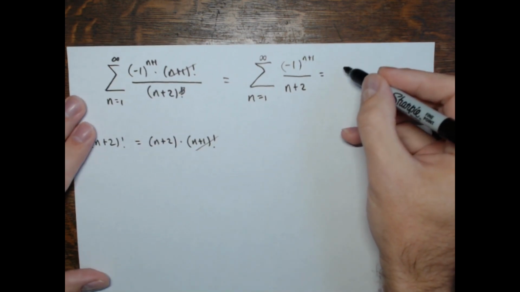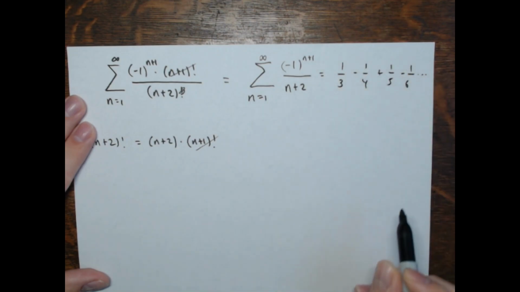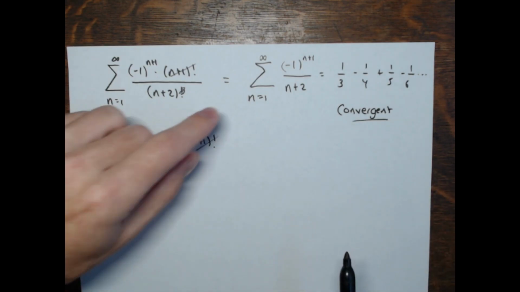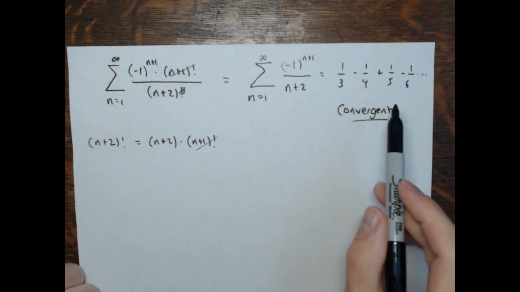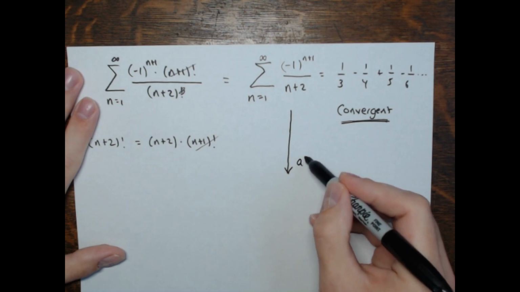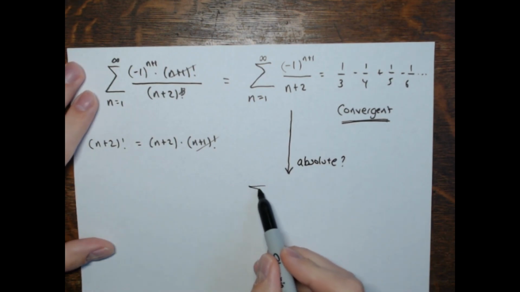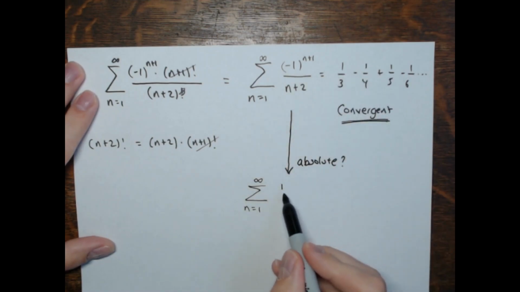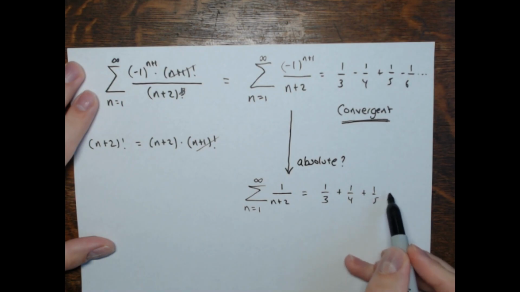All right. So this would be 1 over 3 minus 1 over 4 plus 1 over 5 minus 1 over 6, and so on. Now they're telling us this is convergent. It's a convergent alternating series. It passes all the tests. The 1 over 3, 1 over 4, 1 over 5, 1 over 6 are going to 0 and decreasing, and it's alternating. Let's do the absolute value of everything. Is it absolutely convergent? That's the sum from n equals 1 to infinity of, basically just getting rid of the minuses, 1 over n plus 2, which would be 1/3 plus 1/4 plus 1/5 plus 1/6.